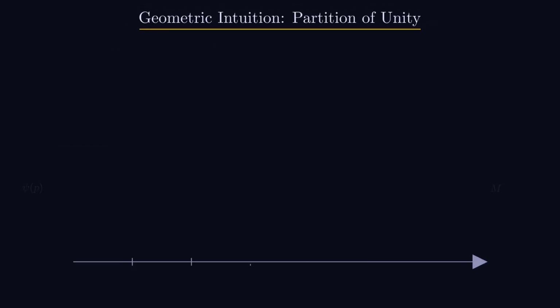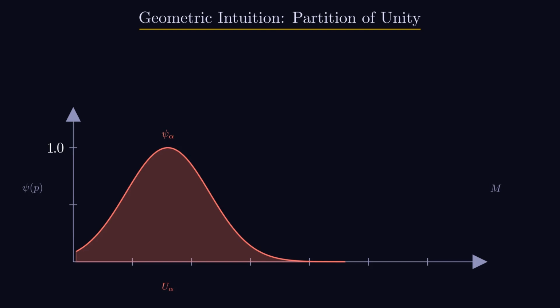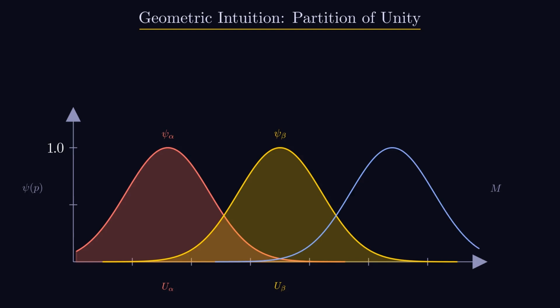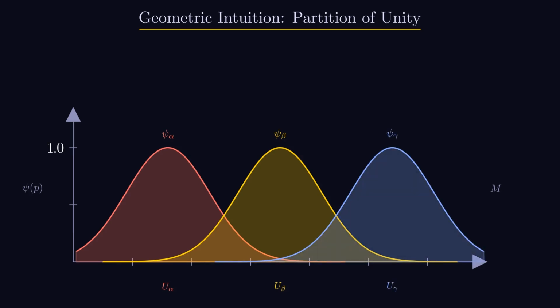Let us visualize a partition of unity on M. Here is psi alpha, a smooth bump function supported in U alpha. Here is psi beta, supported in U beta, and psi gamma, supported in U gamma. Notice the bumps overlap. Despite overlapping, the bump functions are carefully normalized so that their pointwise sum equals exactly 1 everywhere on M. This is the partition of unity condition. Each function psi alpha has its support contained in the corresponding chart domain, U alpha.